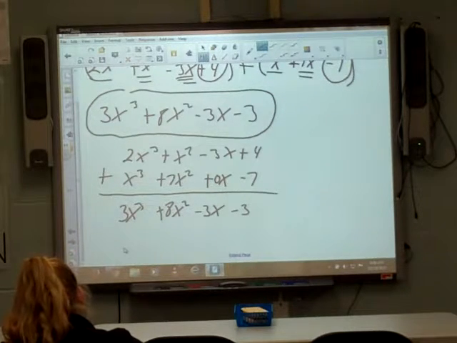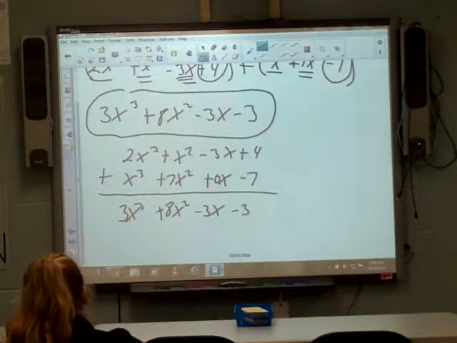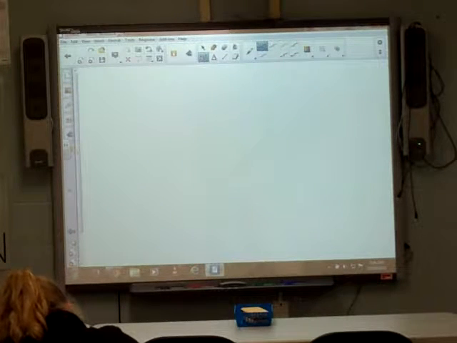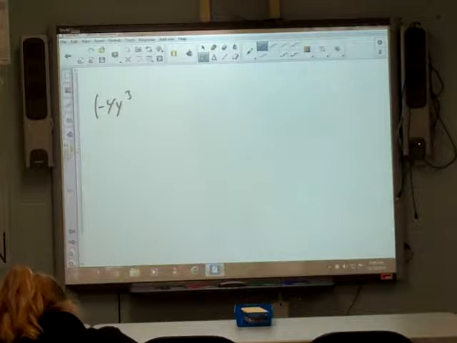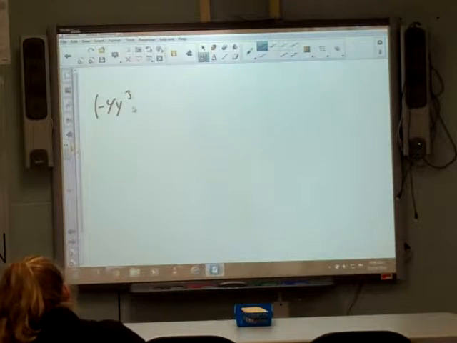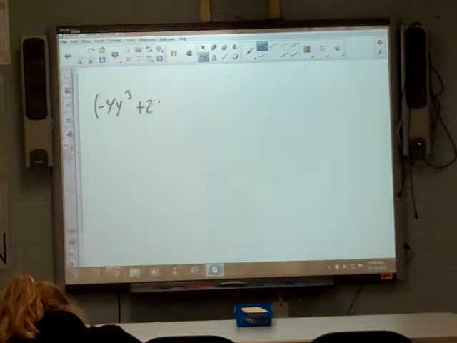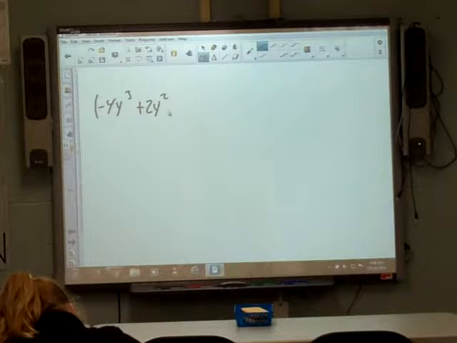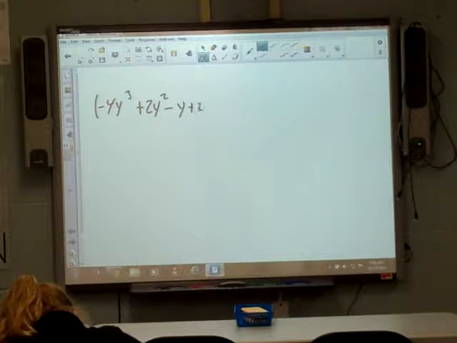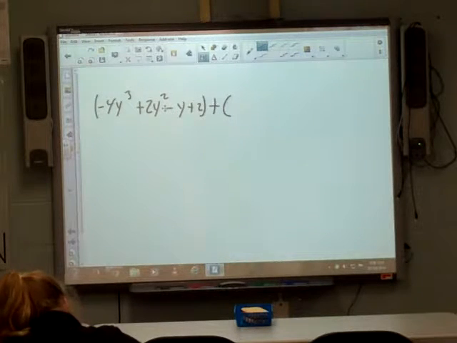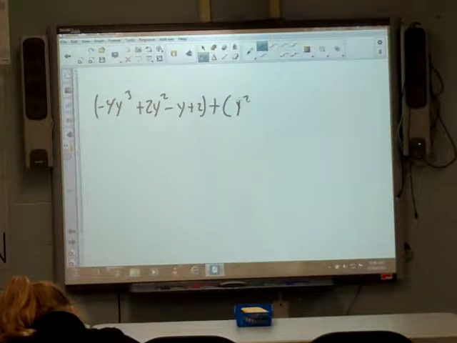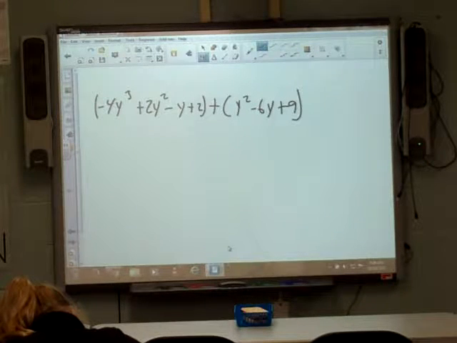Alright, so you do this one. I want you to add negative 4y cubed plus 2y squared minus y plus 2. Add that to y squared minus 6y plus 9. Go.